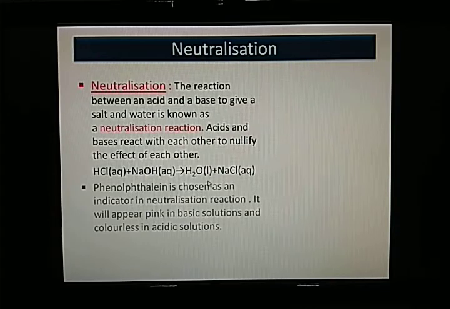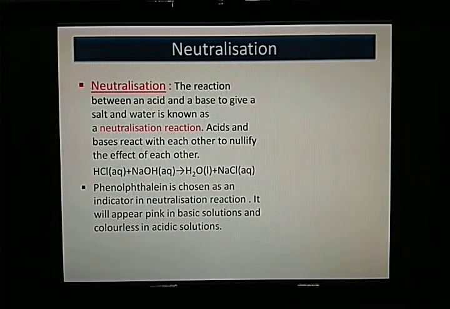Now, as I told you just a while ago, phenolphthalein is chosen as an indicator in the neutralization reaction. And how do we detect whether the product is acidic or basic in nature? By the color of the indicator. It will turn pink in basic solution and it will turn colorless in acidic solution. Colorless, just like water, it has no color.